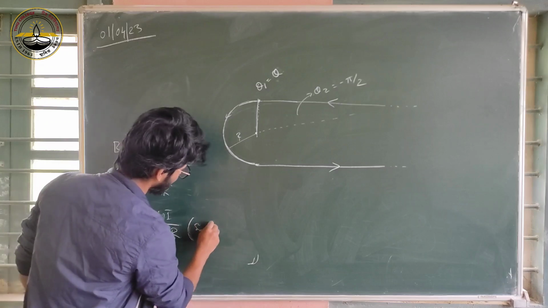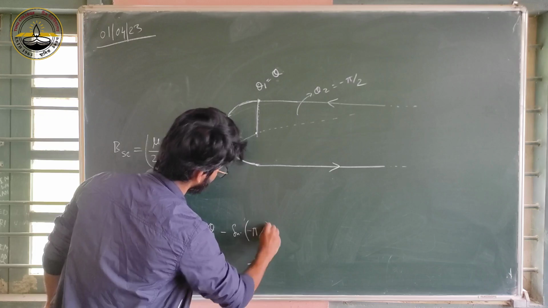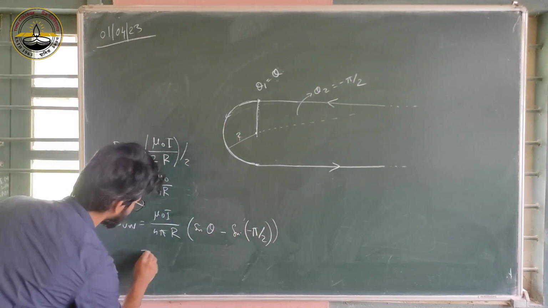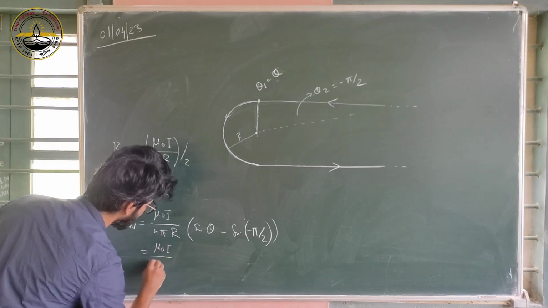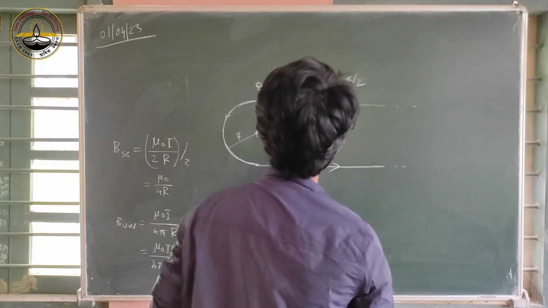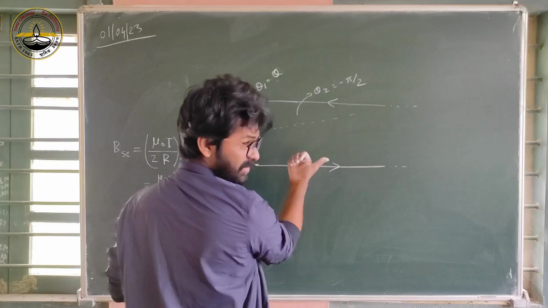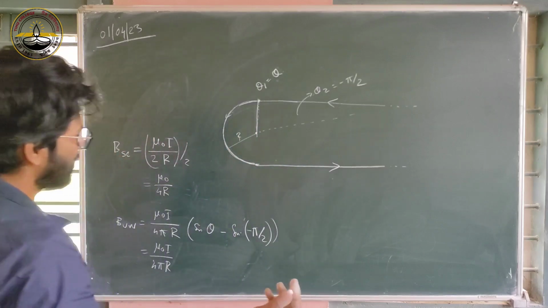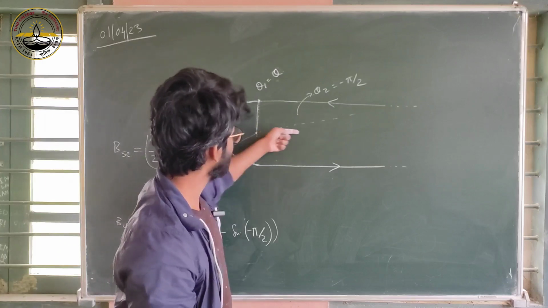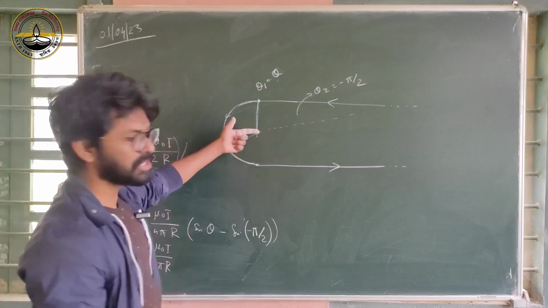Then sine of 0 minus sine of minus pi by 2. So that's just plus pi by 2, sine pi by 2 is 1. So it's mu naught I by 4 pi R for this wire. And for this wire, it's also outward. So the magnitude, of course, will be the same, because it's the same distance, same current, and the direction is the same.